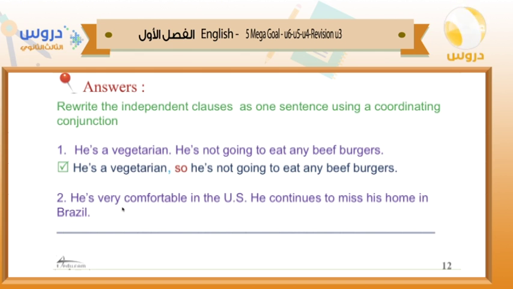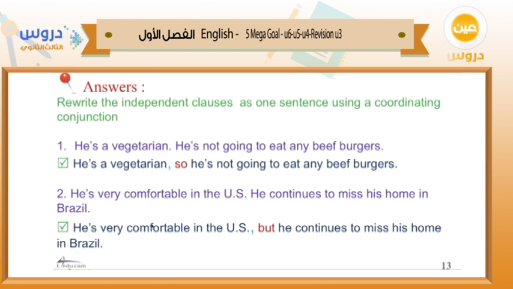Number 2, he's very comfortable in the US. He continues to miss his home in Brazil. Here we have 2 feelings, and these 2 feelings are opposite. So what do you think the correct coordinating conjunction is? Absolutely, it's "but." He's very comfortable in the US, but he continues to miss his home in Brazil. I use "but" and I add a comma before it. Is that clear?